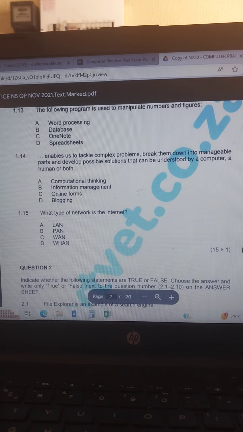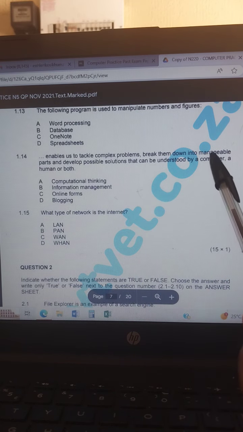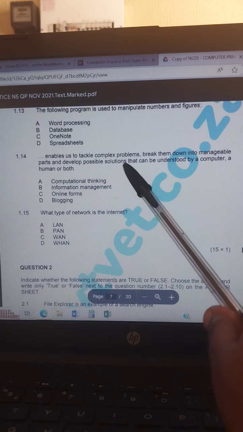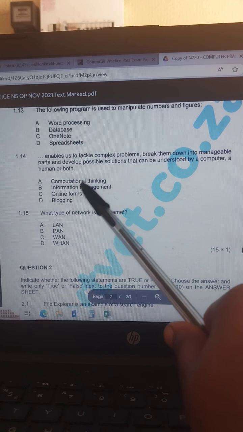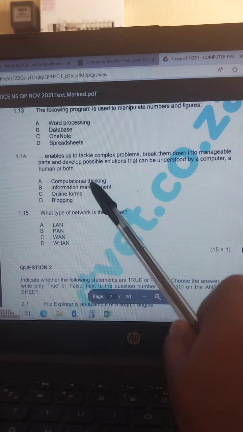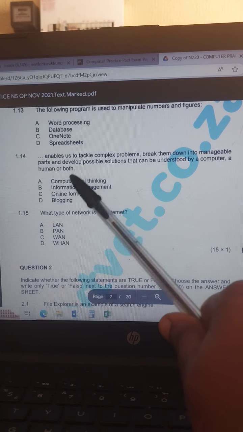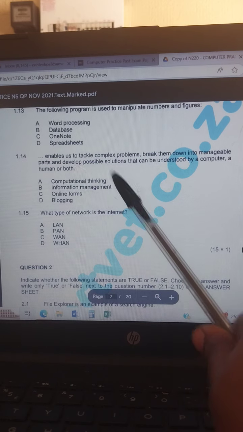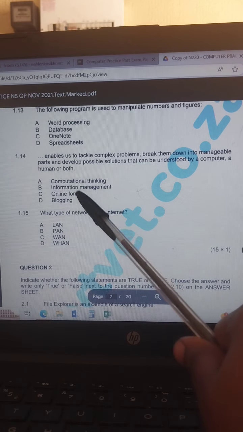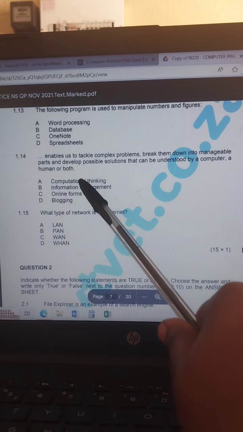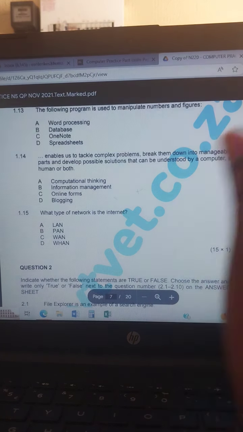Then we go to the next: it enables us to tackle complex problems, break them down into manageable parts, and develop possible solutions that can be understood by a computer, human, or both. A, computational thinking, B, information management, C, online forms, or D, blogging. So our answer here is A, computational thinking. Yes, it's A.